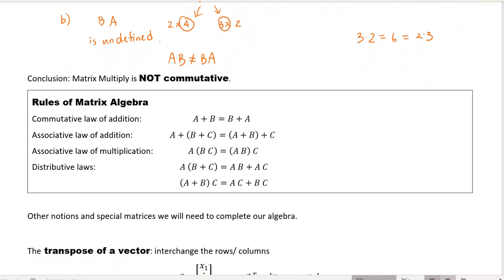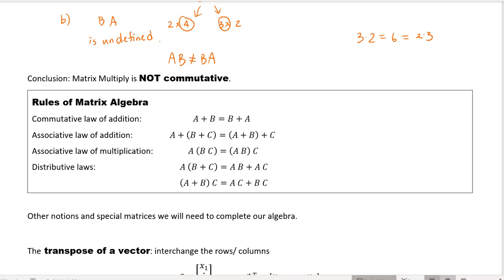Alright, next, rules of matrix algebra. So A plus B is B plus A. So addition is commutative. Why is that? Because for addition, we just add the entries respectively. Well, when we add the entries, it's just like addition of numbers. Addition of numbers is commutative.